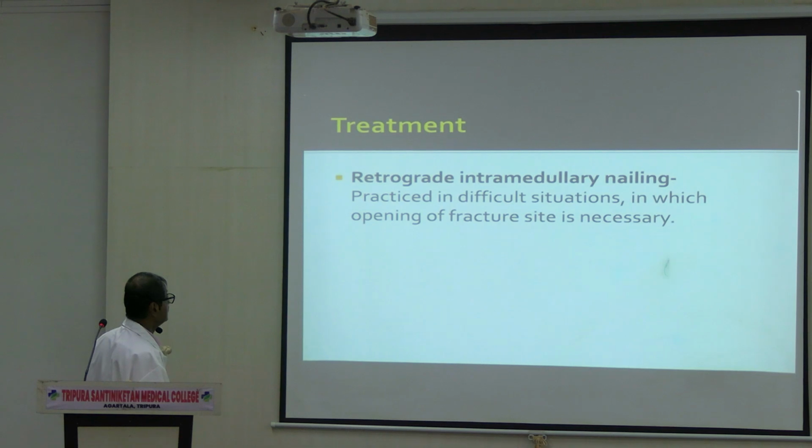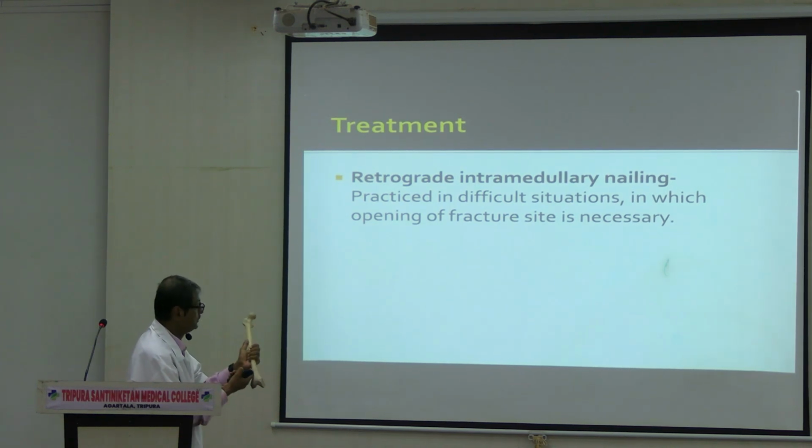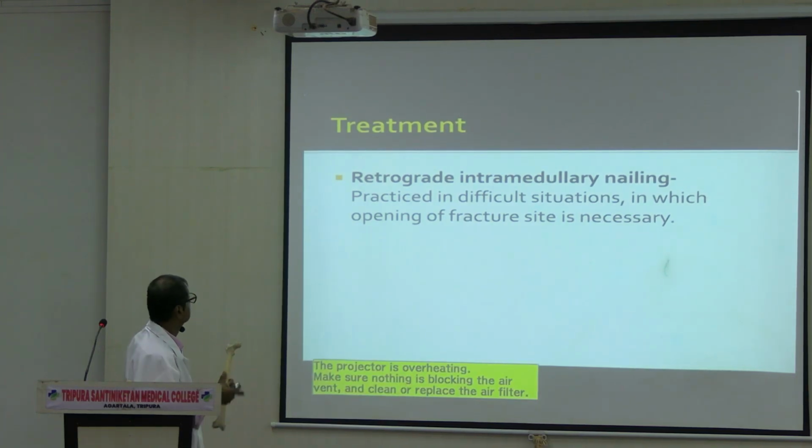So, retrograde nailing means nailing from below. Here we put the nails, retrograde nailing. This is antegrade nailing, from here. Whatever the method, C-arm is a must. Without C-arm, you cannot do it.